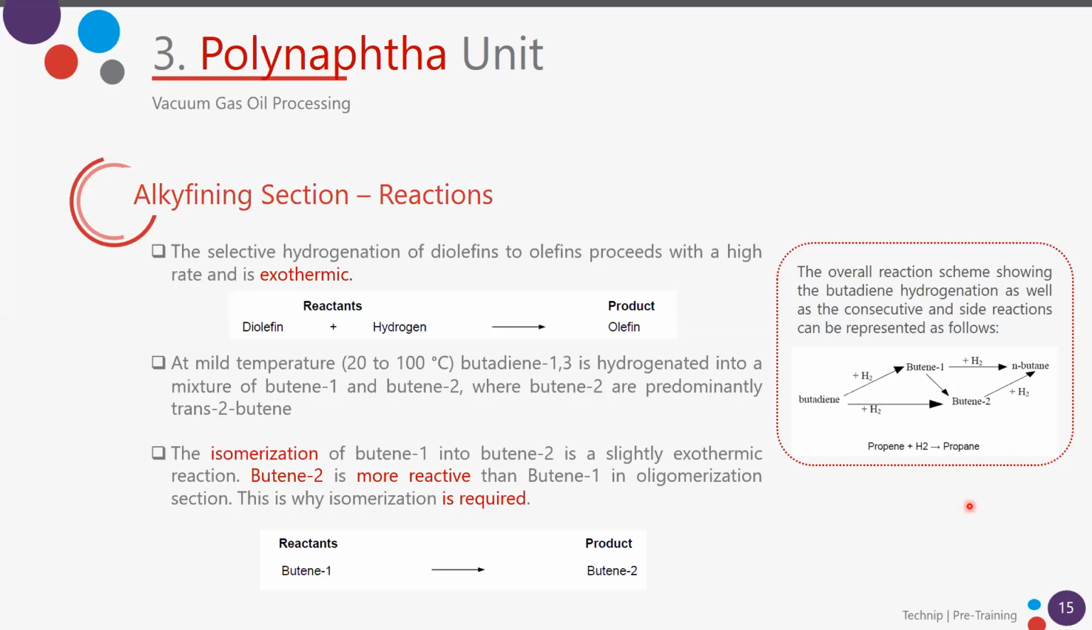Any questions, guys? Comments? So remember that up to here, these are the desired reactions. Here, we don't want to keep the hydrogenation of these two compounds, and we don't want this propene hydrogenation. Okay.